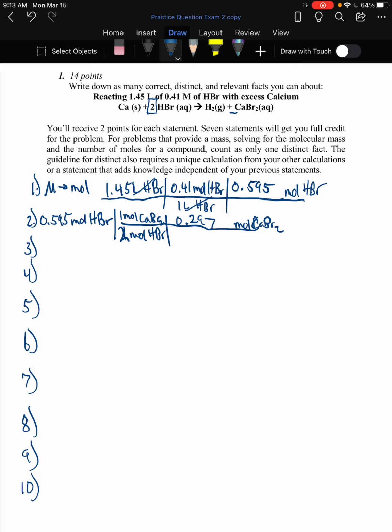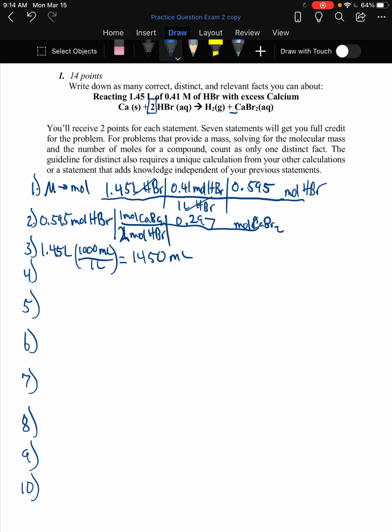But what else could we do? So another thing that we've talked about in this class is converting units. So if you wanted to take 1.45 liters using the conversion factor for milliliters, this would be one type of distinct and relevant fact. So this would be 1,450 milliliters.